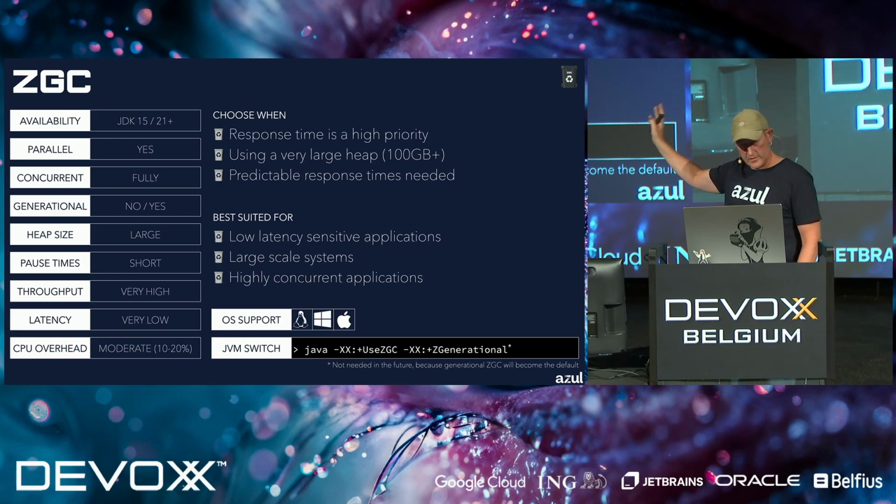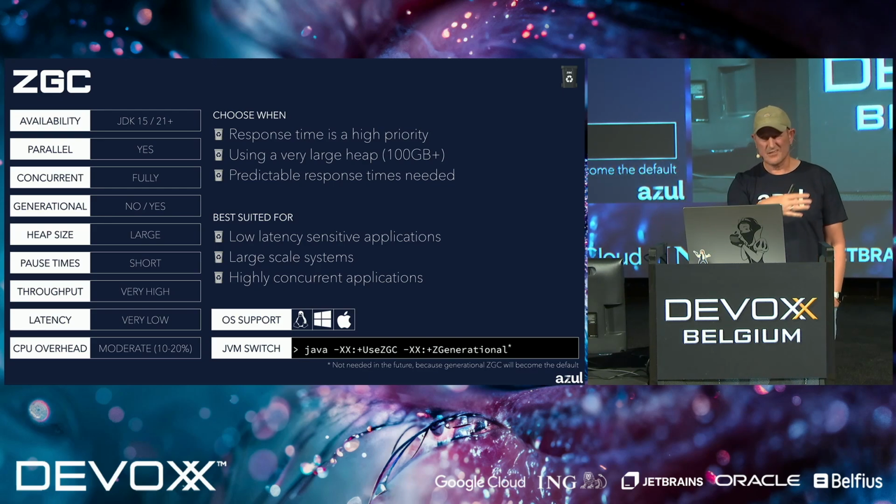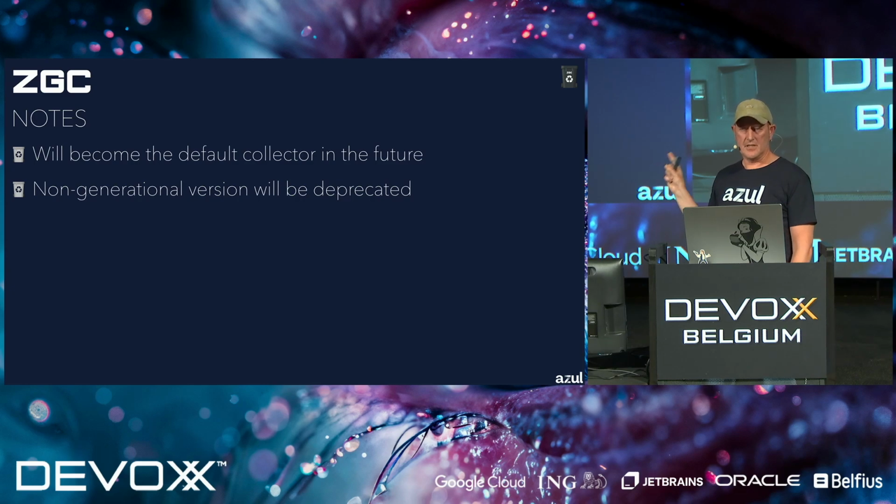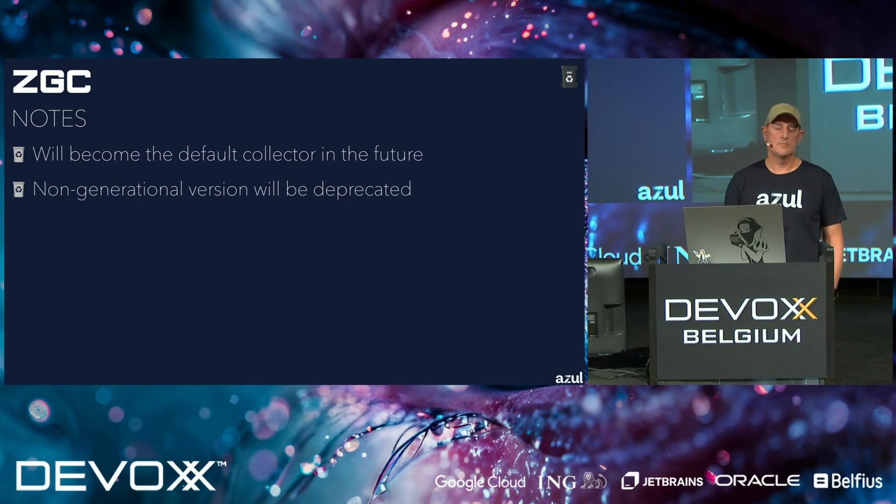If you have low latency systems, large-scale systems, highly concurrent applications, it's a very good collector, but it needs more memory and more CPU. Keep that in mind. It works with smaller heaps, but not that well, so then you can better choose G1. It might become the default collector in the future. I'm not sure about that, but I heard it. I think I read it somewhere. And like I said, non-generational will go away, I think within the next versions at some point.